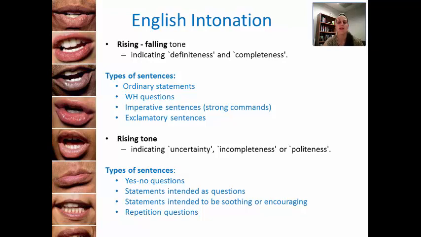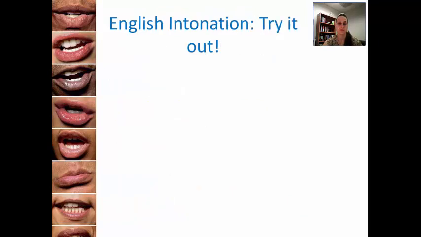Do they mean to indicate definiteness or completeness? Do they mean to indicate uncertainty? Are they meaning to ask a question? We'll look at that together. So I'm going to test your ability to identify the right answer, depending on the intonation.